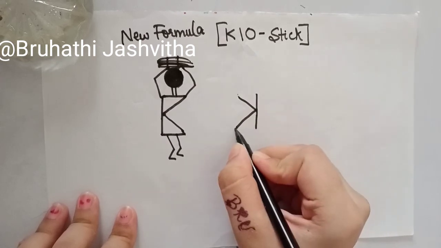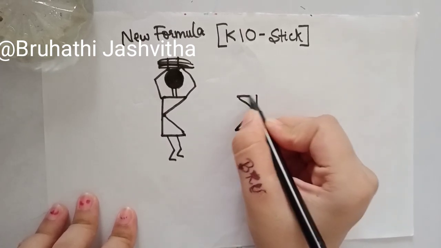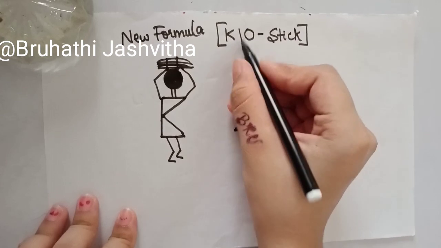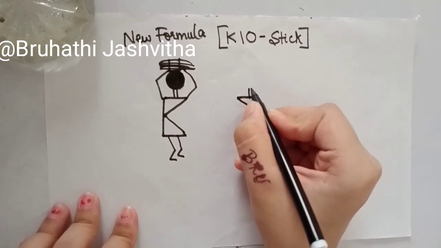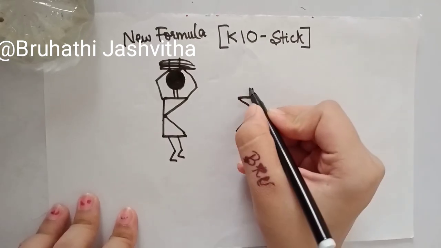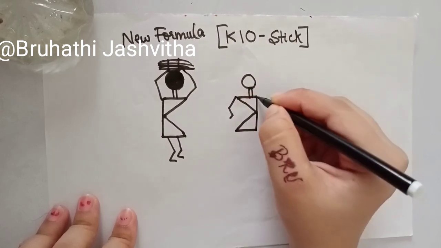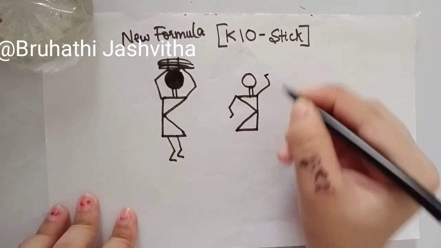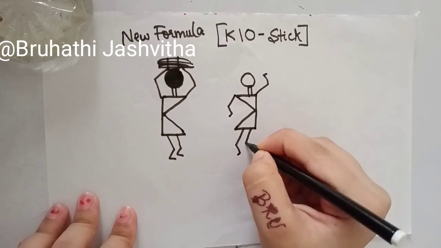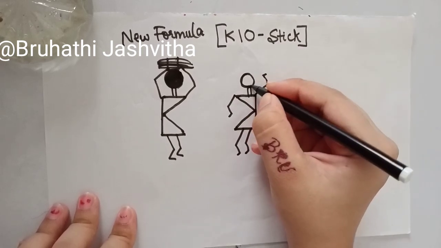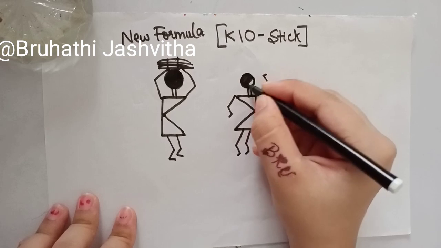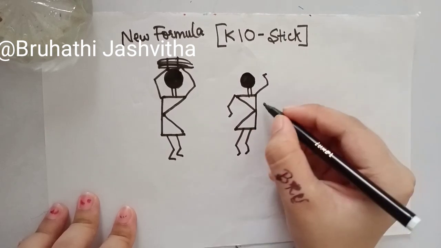Using the formula K, we will make the body of the Warli figure. Then we will use I to make the neck of the Warli figure. Then O to make the face of the Warli figure. And we will use the formula stick to make the hands and legs of the Warli figure. Now let's color the face of the Warli figure.